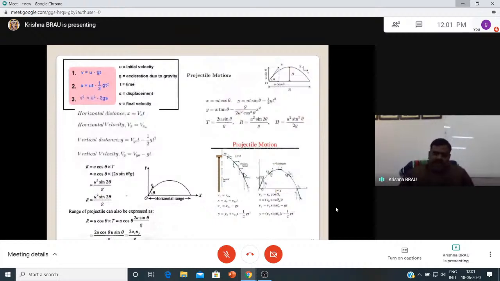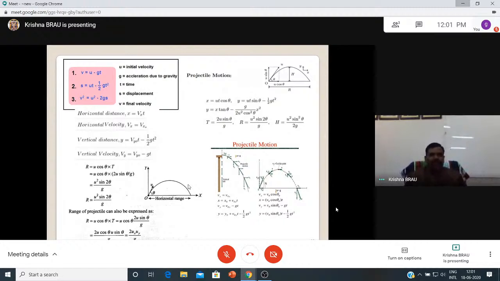Now let us see, this is when the body is in x translation, v is equal to u minus gt. Why? Because here acceleration due to gravity is always in the downward direction, minus g. Okay, v is equal to u minus gt, s is equal to ut minus half gt square, v square is equal to u square minus 2gs.